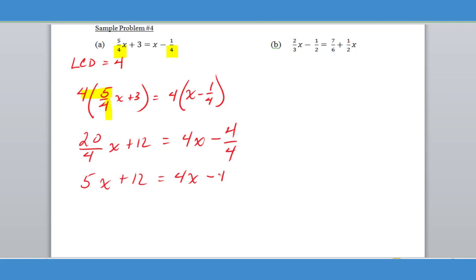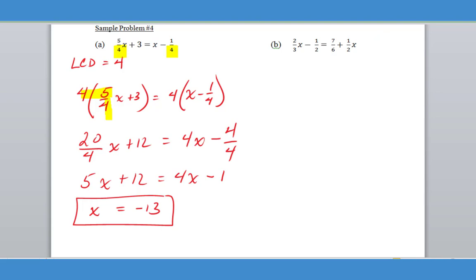So now I need to simply bring the x's to the same side, and bring the whole numbers, or the integers, to the same side. So if I subtract 4x from both sides, I'm left with x over here. And if I subtract 12 from both sides, I'm left with x is equal to negative 13. So this is how we can use the least common denominator to clear the fractions and make it a lot easier to work.